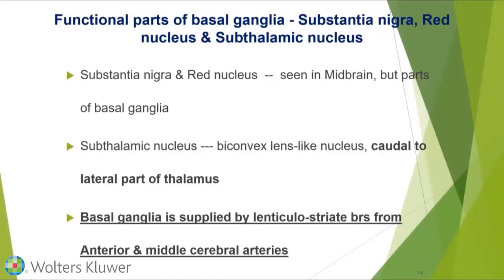The functional parts of basal ganglia are substantia nigra, red nucleus, and subthalamic nucleus. Substantia nigra and red nucleus are seen in the midbrain, but they are parts of basal ganglia as their functions are related to the functions of basal ganglia. Subthalamic nucleus is a biconvex lens-like nucleus caudal to the lateral part of thalamus. Coming to blood supply, the basal ganglia is supplied by lenticulostriate branches from anterior and middle cerebral arteries.